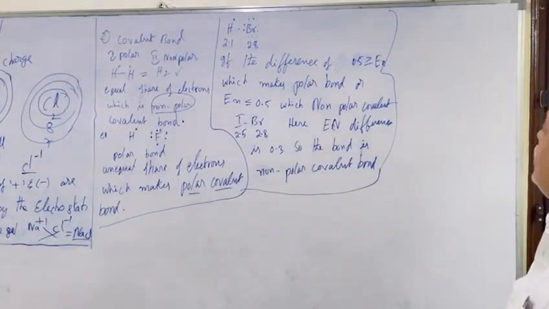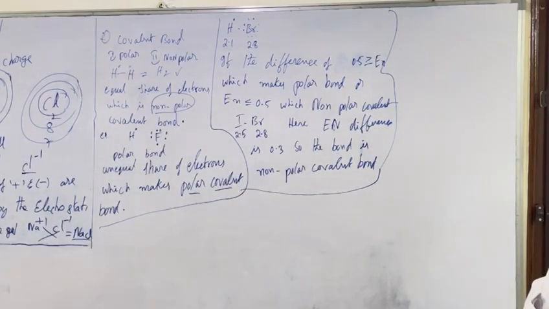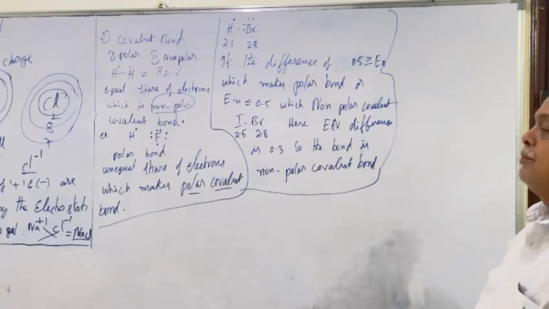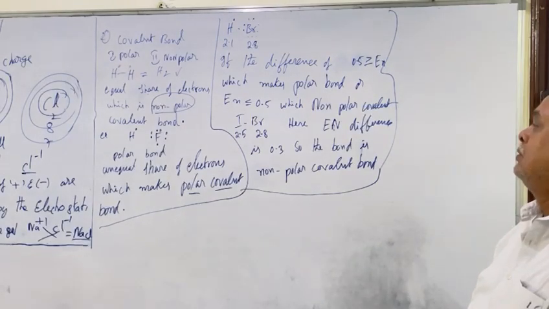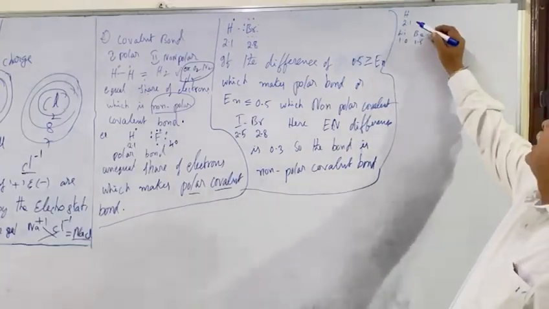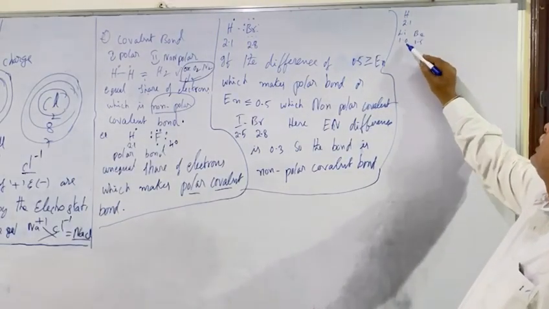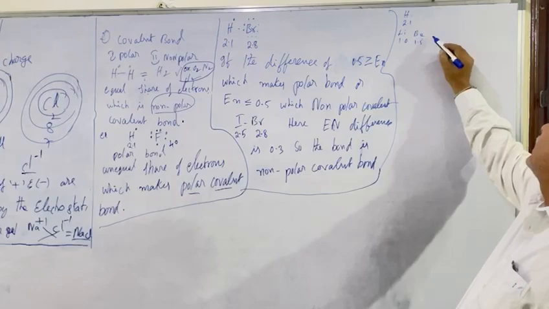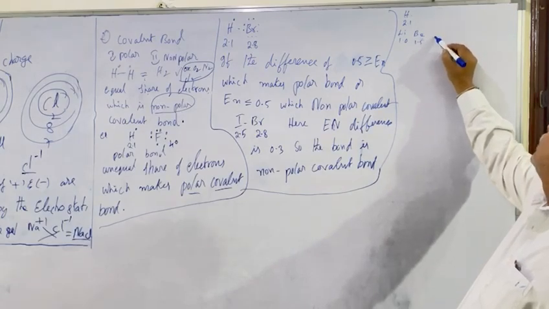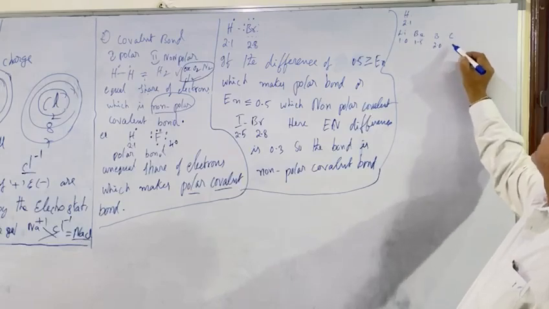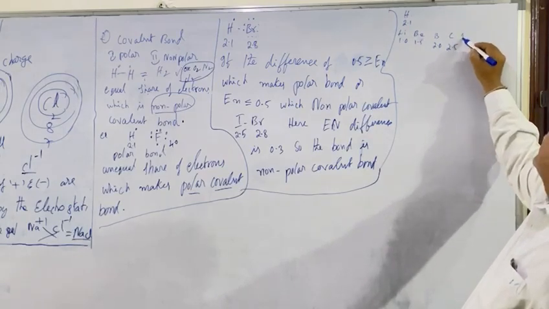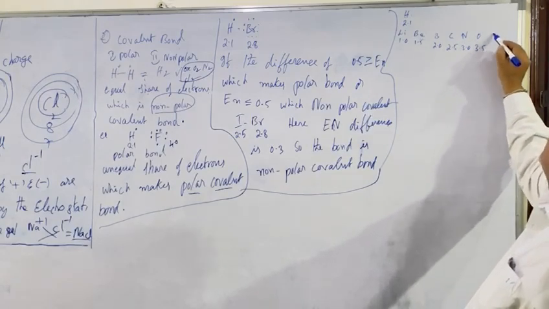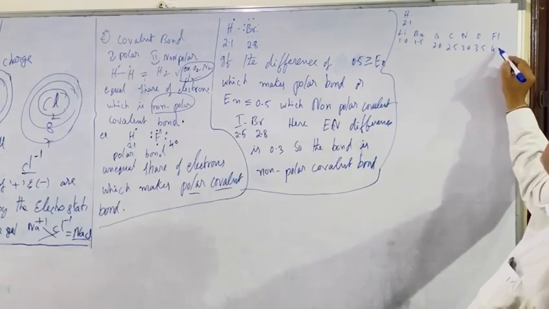The other topic: how do you draw the Lewis dot structure? Hydrogen has an electronegativity of 2.1, lithium has 1, beryllium has 1.5, boron has 2, carbon has 2.5, nitrogen has 3, oxygen has 3.5, and fluorine has 4.